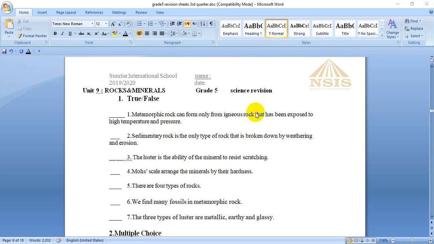Question 1, true or false? In this question we have to write true, and in case of a false statement we have to write the corrections.